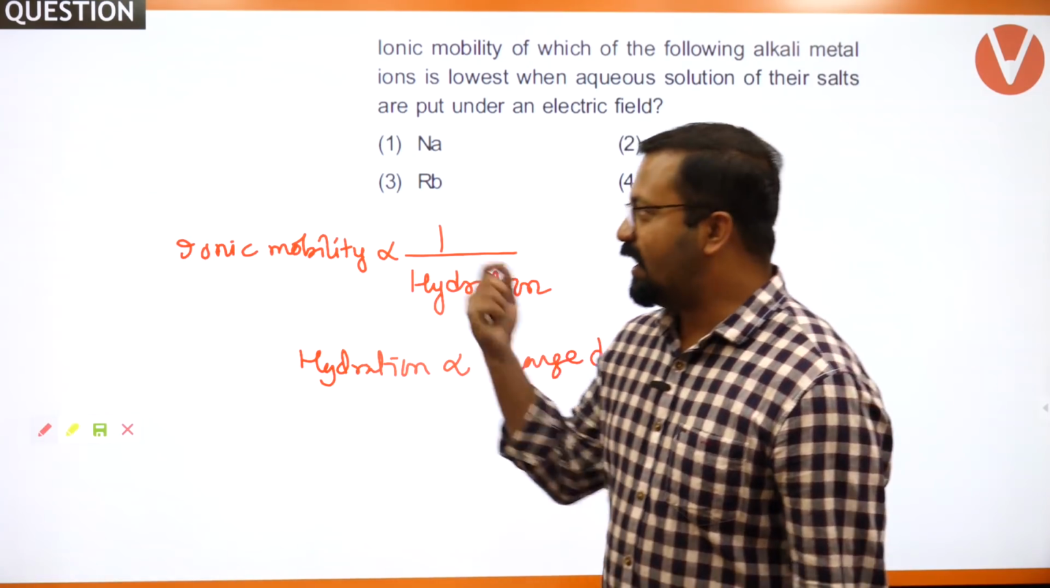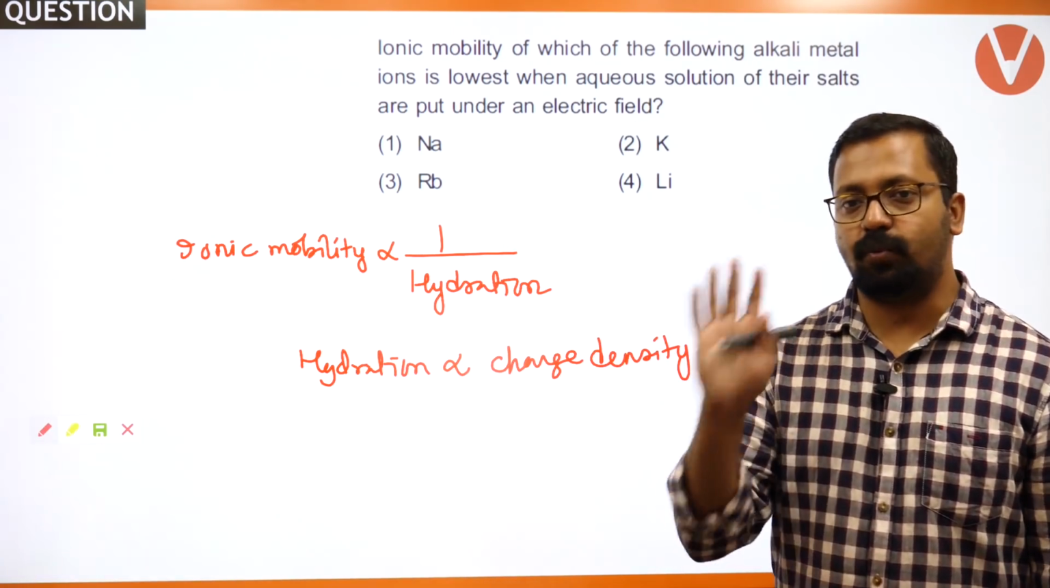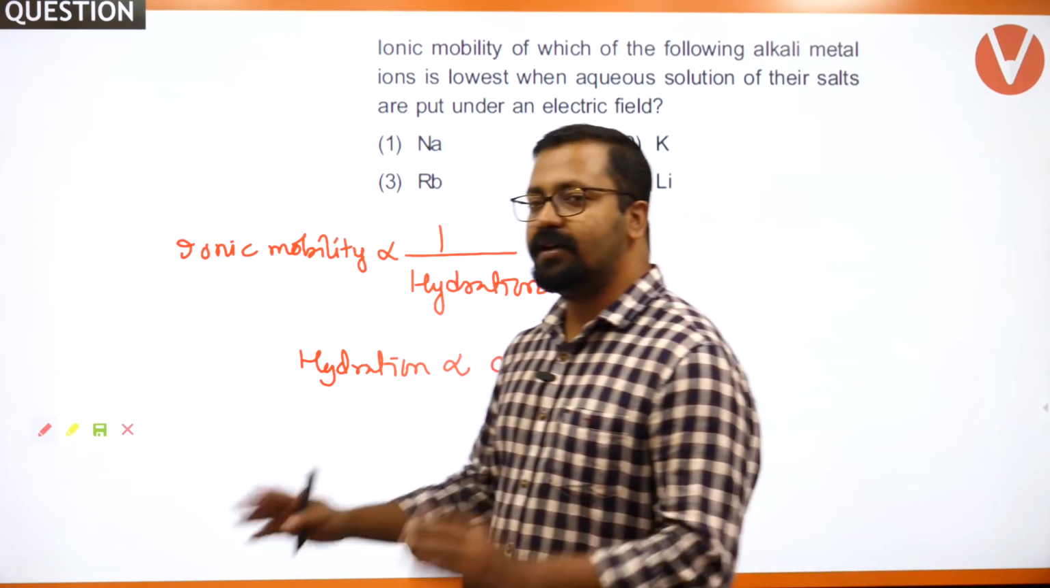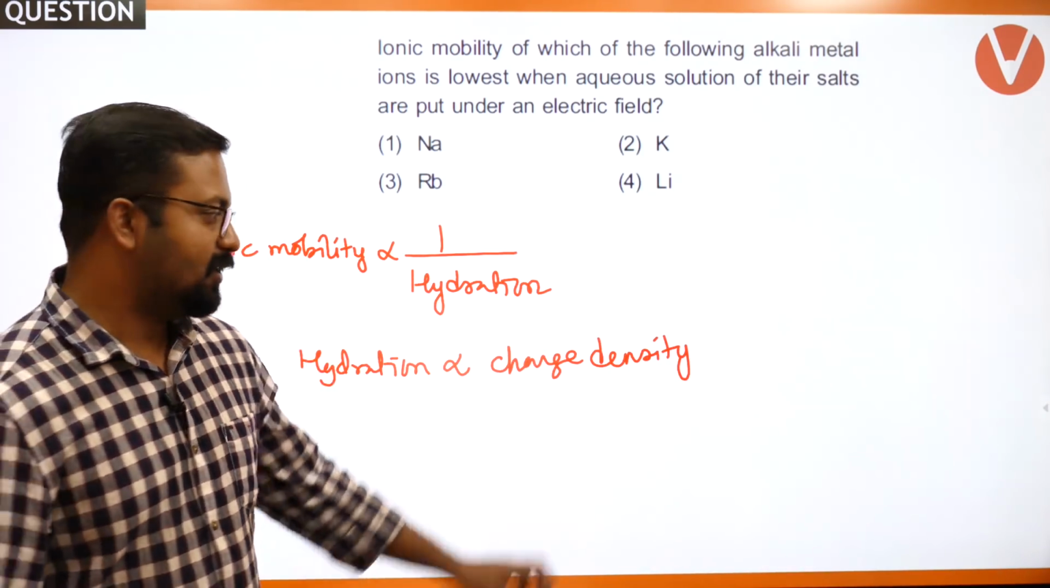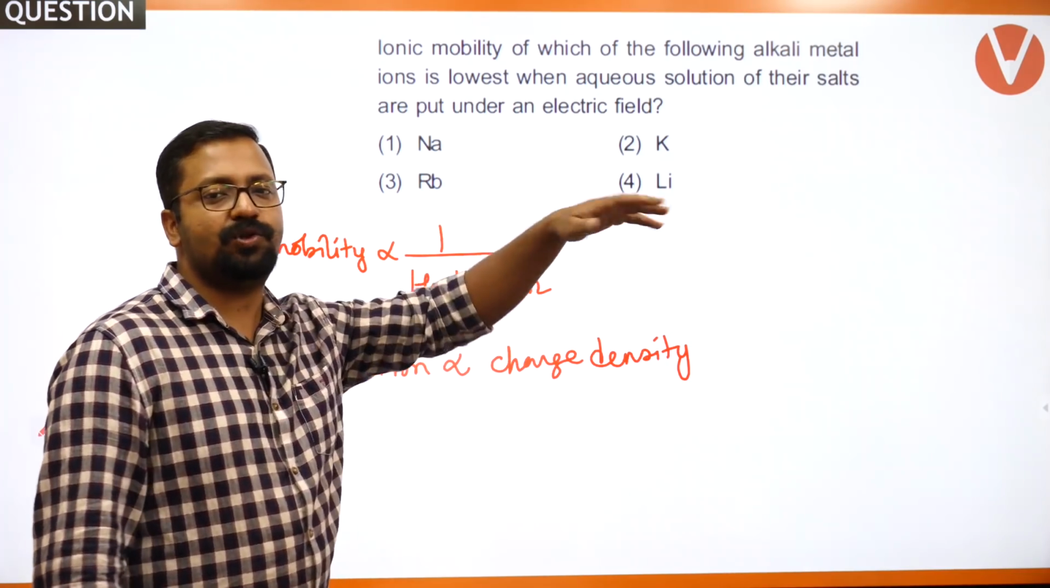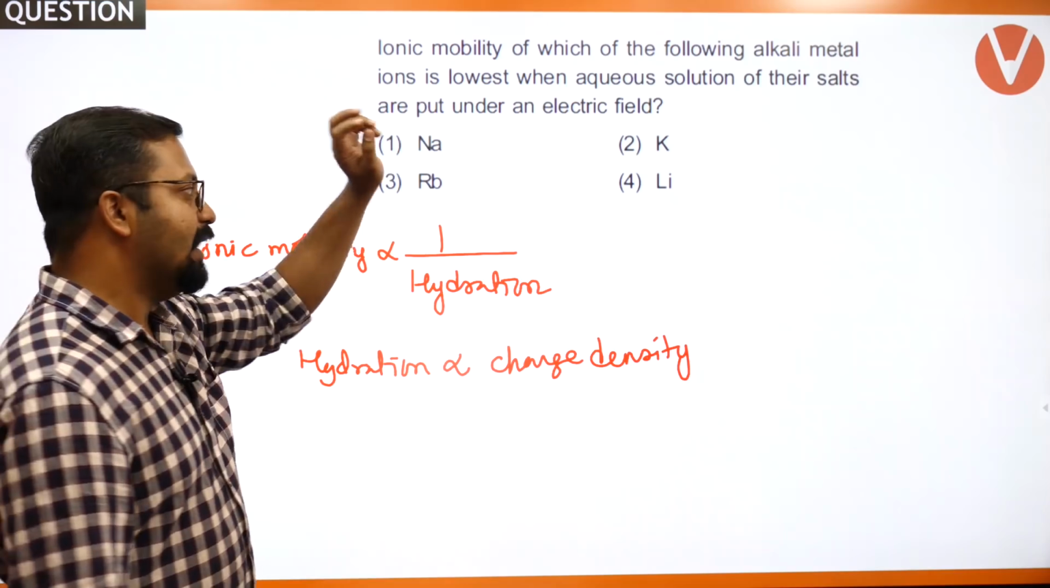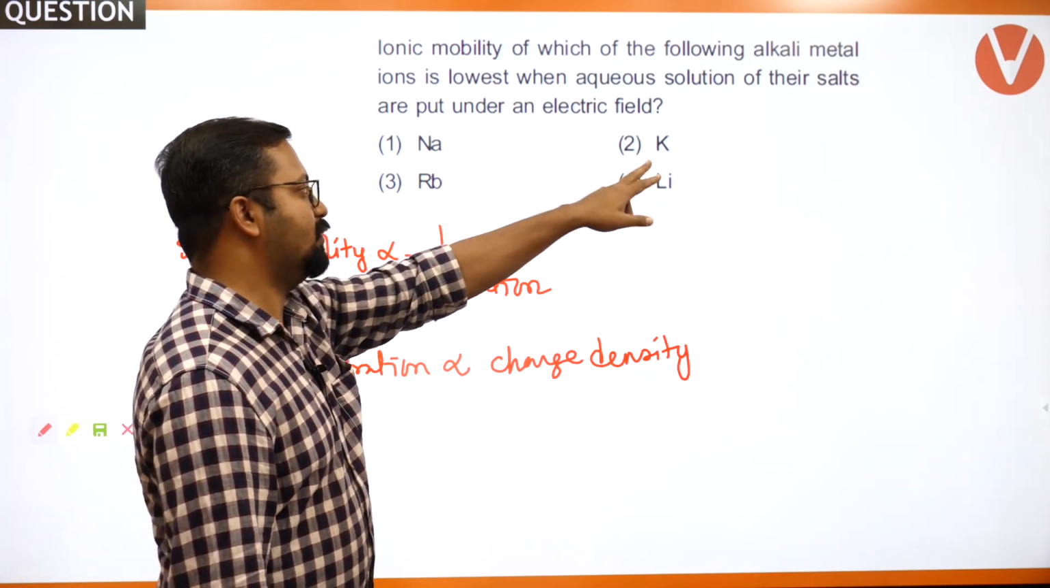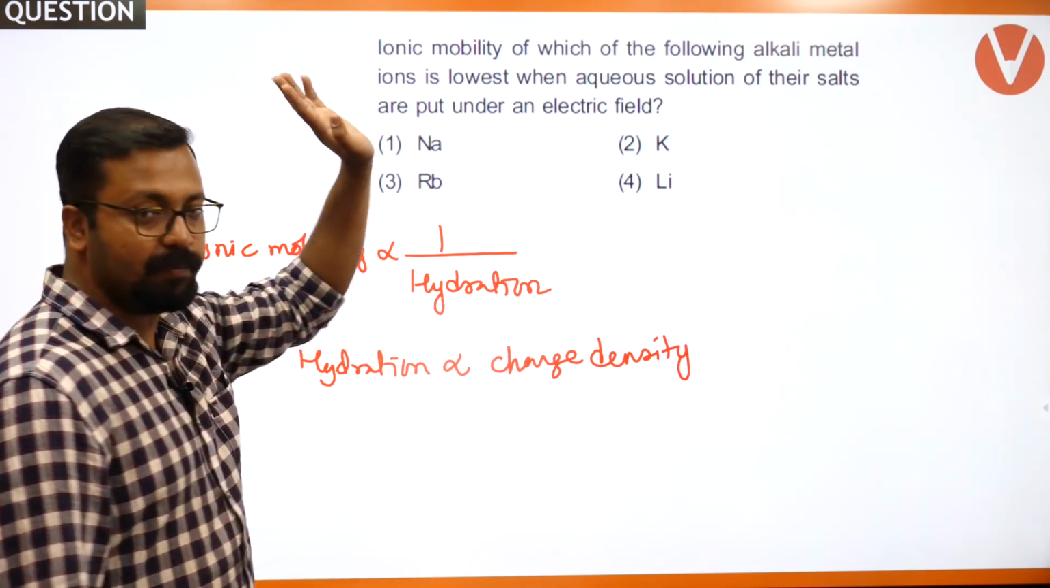The charge on alkali metals will uniformly be +1 only. Any other charge will not be present. It could be 0, but when you put it in aqueous solution, it will be present in cationic form, and the cationic form will be +1. So K+, Li+, Rb+, Na+.